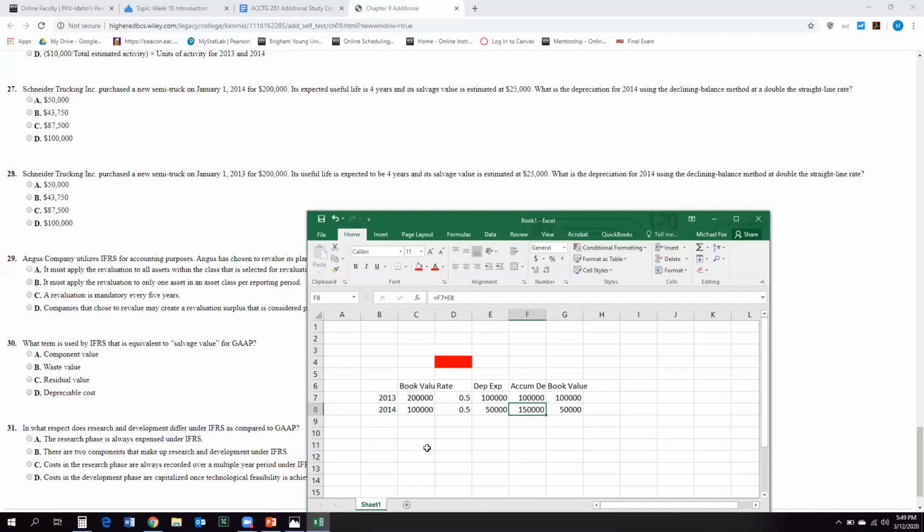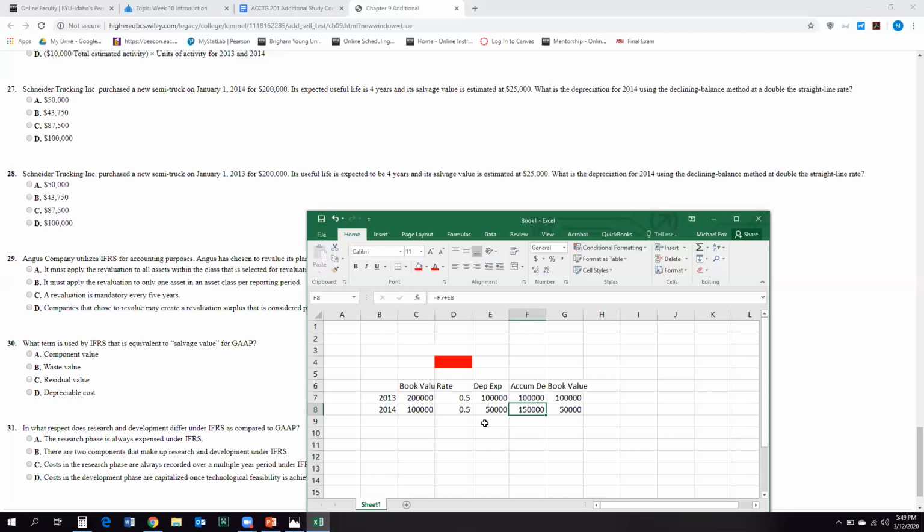If I do 200,000 times 1/4, that gives me 50,000. Right. So we doubled that. But we double it for the declining. Right.